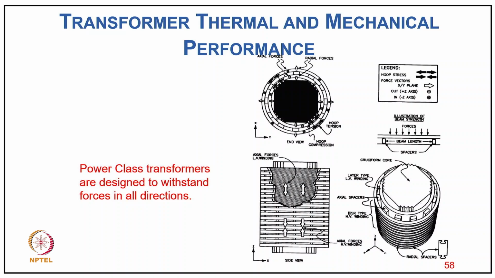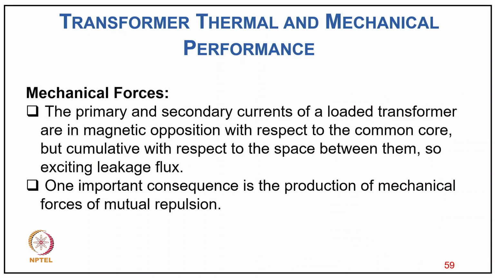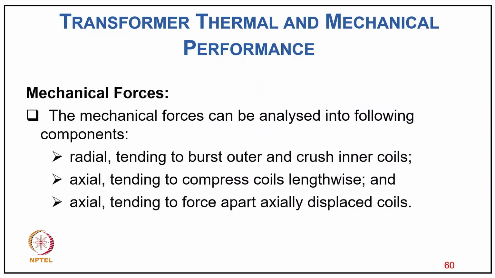Even if we limit the short circuit current by enhancing the leakage reactance by changing the shape of the transformer windings and core, since the level of the current is very large, it still causes large electromagnetic forces produced between the conductors. Coming to the mechanical forces, the primary and secondary currents of the loaded transformer are in magnetic opposition with respect to the common core, but cumulative with respect to the space between them, so exciting leakage flux, and one important consequence is the production of mechanical forces of mutual repulsion.